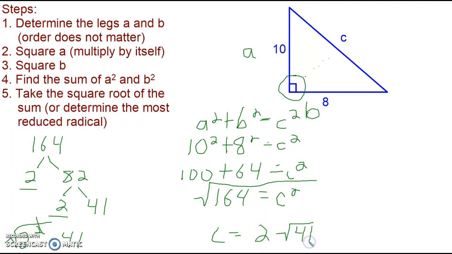root 41. So it is possible if you don't get a perfect square for C or for the hypotenuse that what you need to do is determine the most reduced radical. So in this case, C would be equal to 2 root 41. And there you have it.